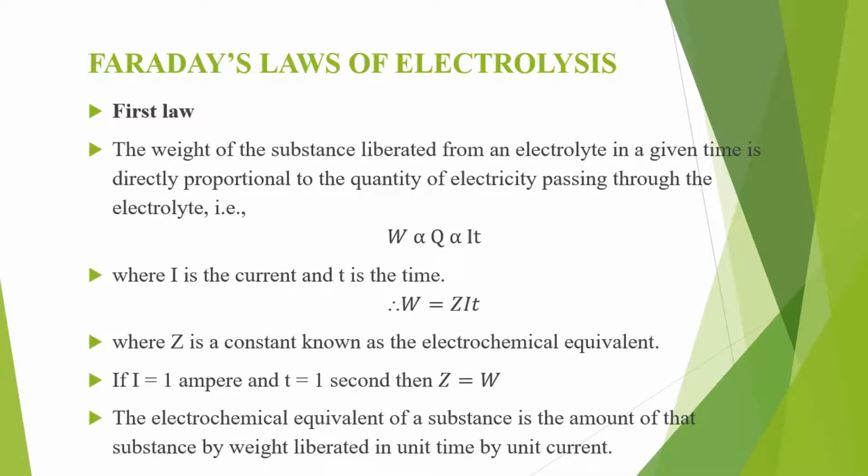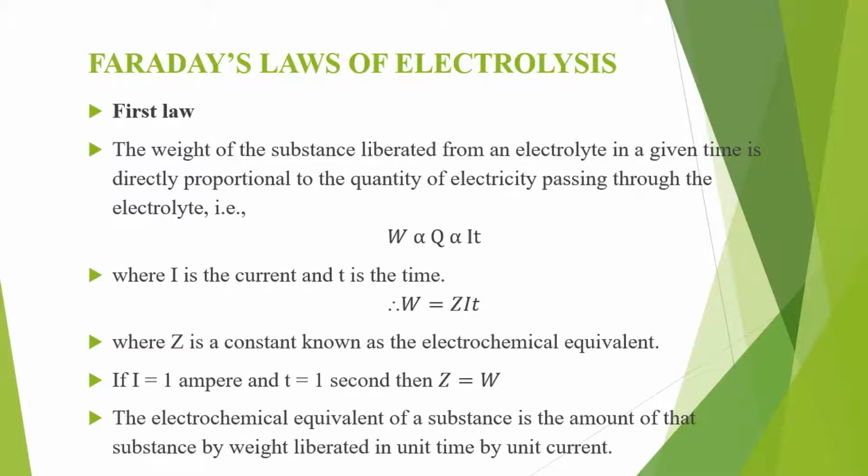Next is Faraday's laws of electrolysis. The first law states that the weight of the substance liberated from an electrolyte in a given time is directly proportional to the quantity of electricity passing through the electrolyte. That is, W is proportional to Q, or proportional to I into T, where I is the current and T is the time. Therefore, W is equal to ZIT, where Z is the proportionality constant known as electrochemical equivalent.